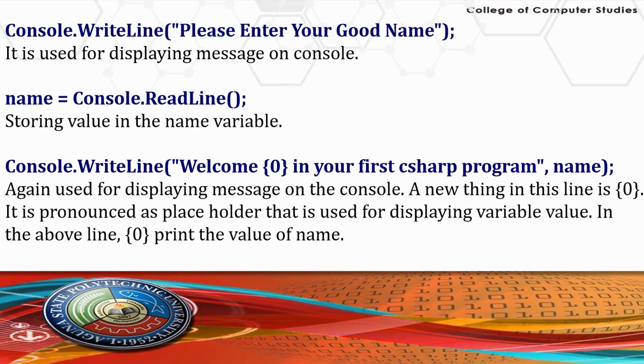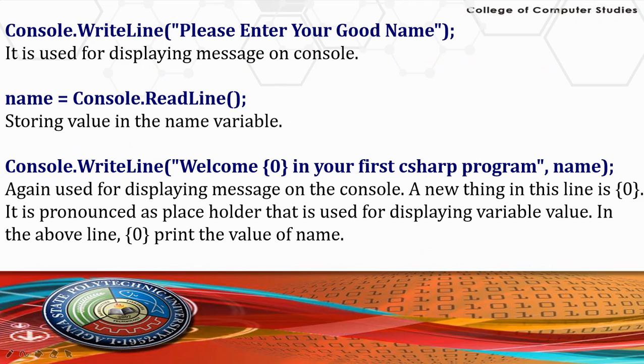And then this one, Console.WriteLine. It says here, please enter your good name. It is used for displaying the message on console. So you're gonna see on your screen the please enter your good name. And then this code, name equals Console.ReadLine. If you want to get value from the user, all you need to do is use this command or method, Console.ReadLine. Whatever value the user inputs will automatically be saved in your variable, which is name.